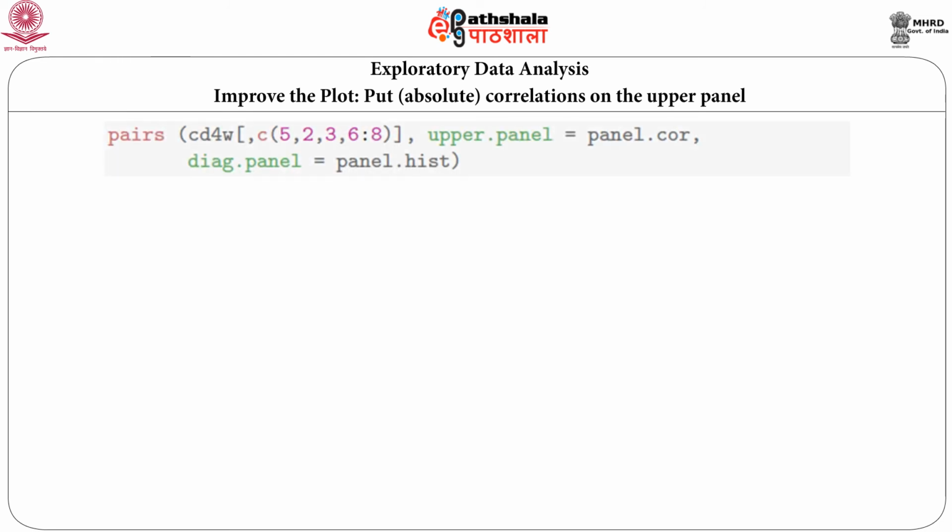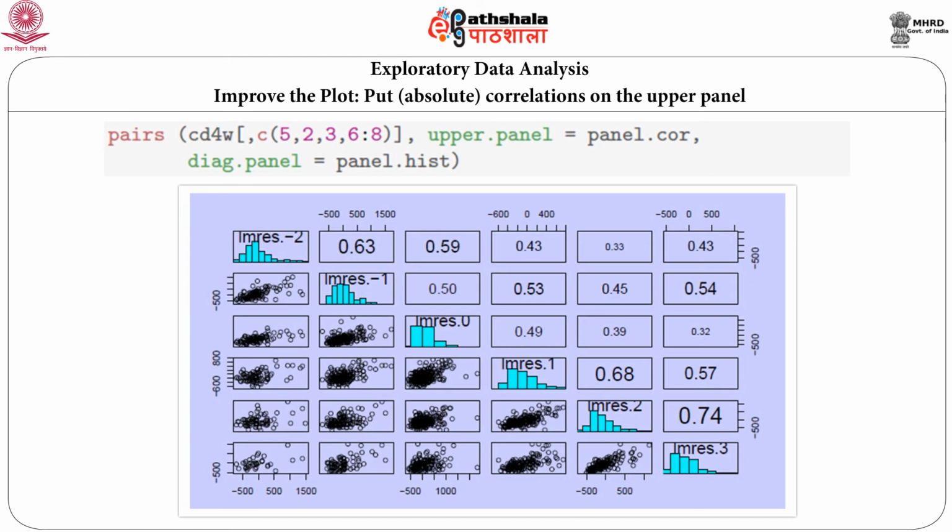And when I incorporate the same pairs plot, this time specifying that the upper panel is panel.cor and the diagonal is panel.hist, it produces the scatter plots at the lower triangle of the matrix. The diagonal produces the histograms, and at the upper triangle we have the correlation values. Now, this plot instantly gives much more information than the previous plot.